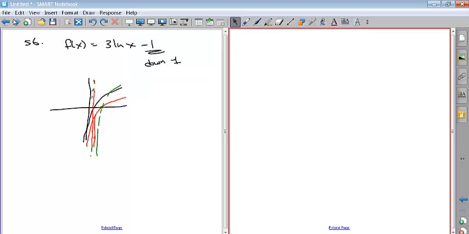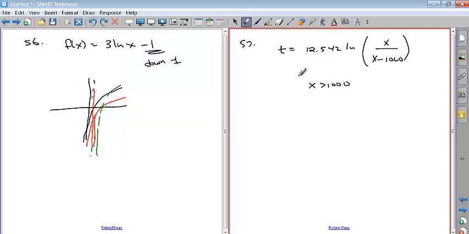And one last problem. So this is a fairly long problem. It says the model t equals 12.542 times the natural log of x divided by x minus 1,000, for x greater than 1,000, approximates the length of a home mortgage of $150,000 at 8% in terms of monthly payments. In the model, T is the length of the mortgage in years and X is the monthly payment in dollars. Use the model to approximate the length of a $150,000 mortgage at 8% when the monthly payment is $1105.65. So they want us to use this graph to approximate what's going on.